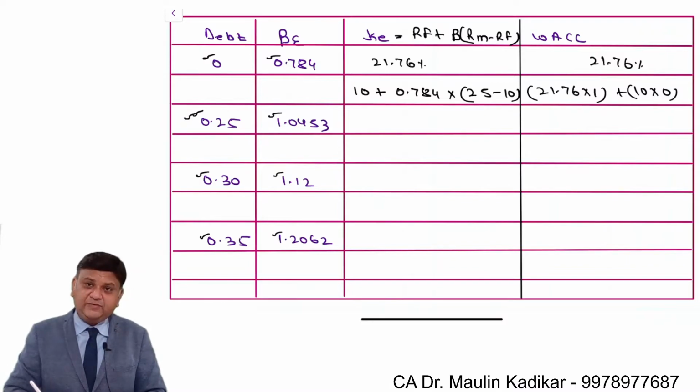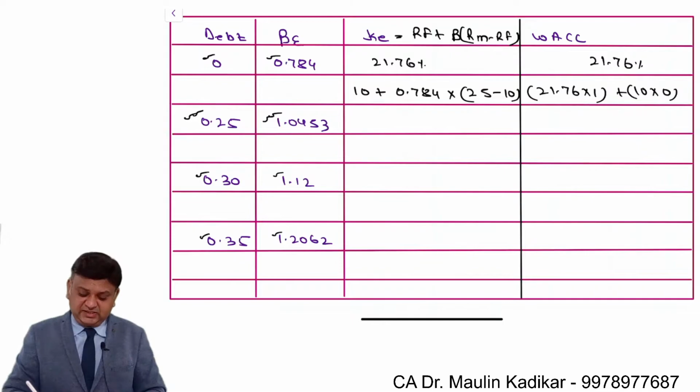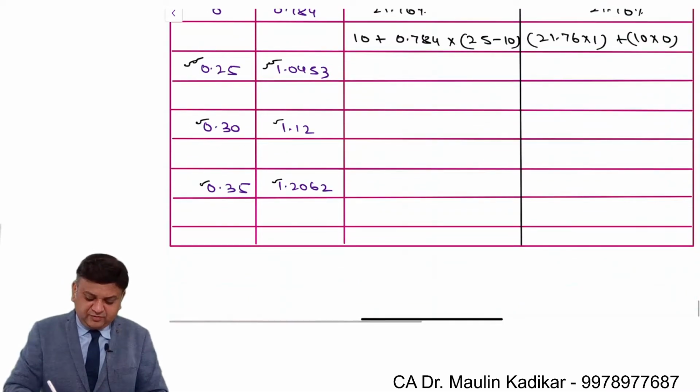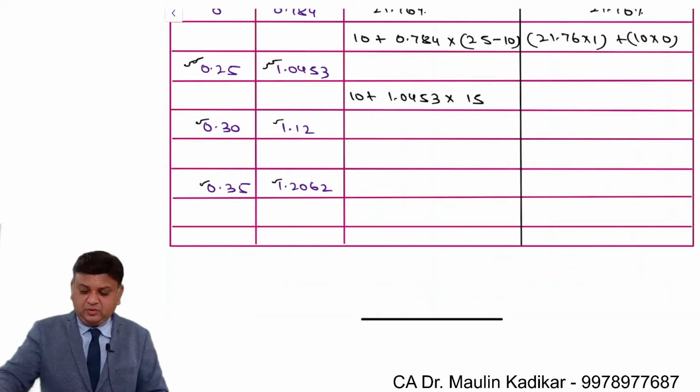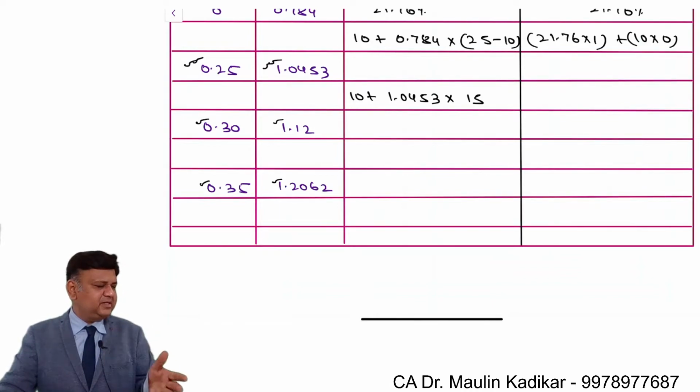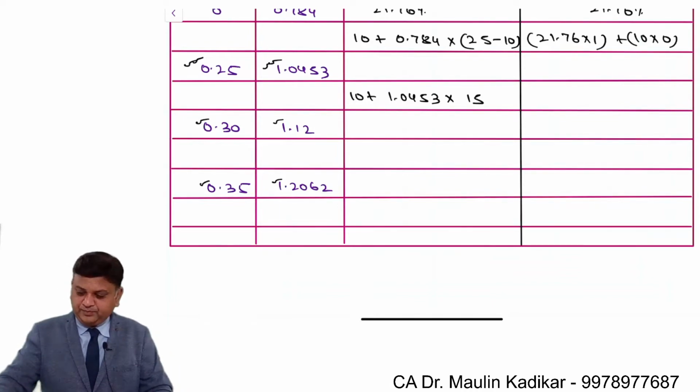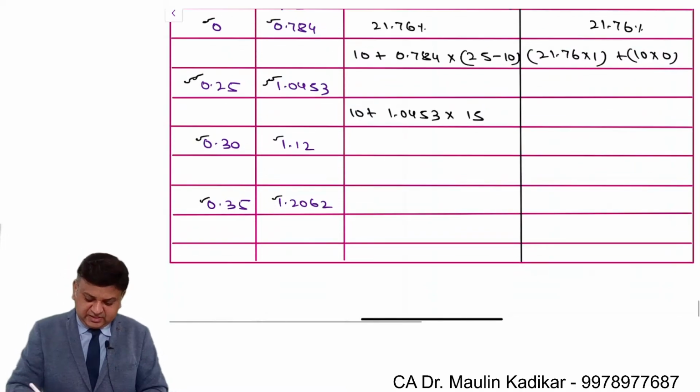Now you introduce debt financing, yes. Beta of the equity increases, yes. So of course the cost of equity will also increase. That is 10 plus 1.0453 into 15, minus 10, that comes to 15. So 25 minus 10, that comes to 15. 15 into 1.0453 plus 10, that is 25.68.